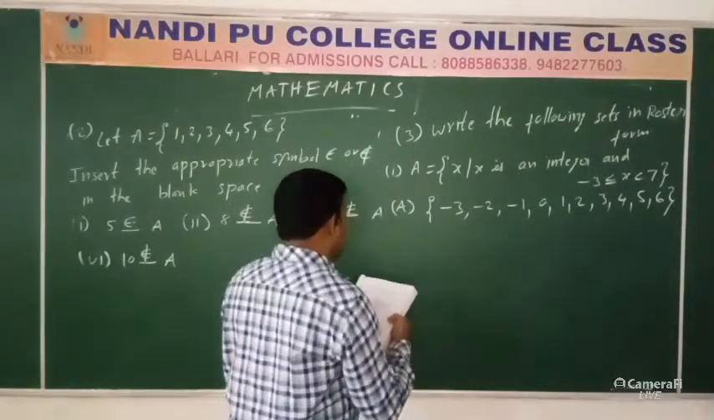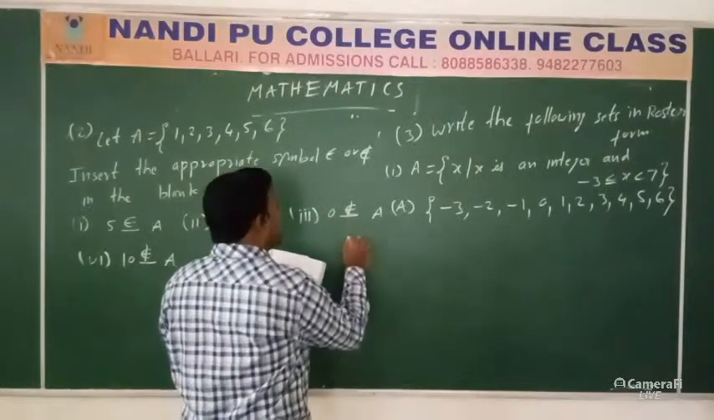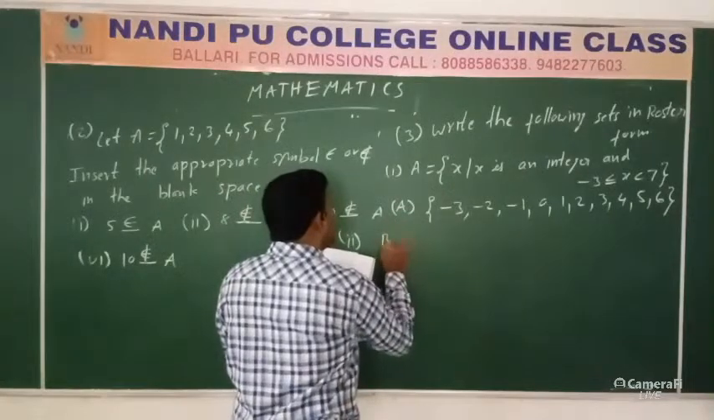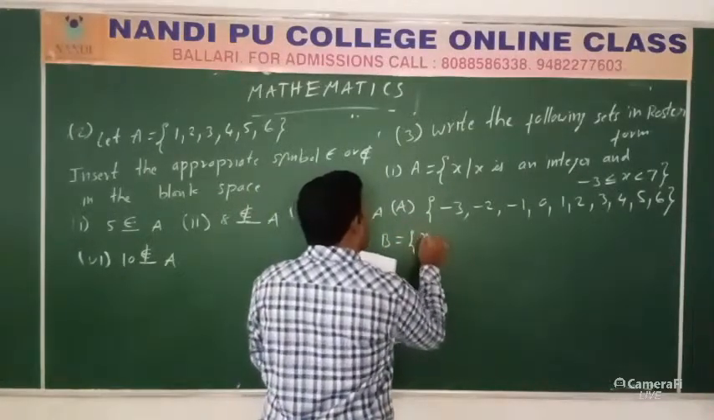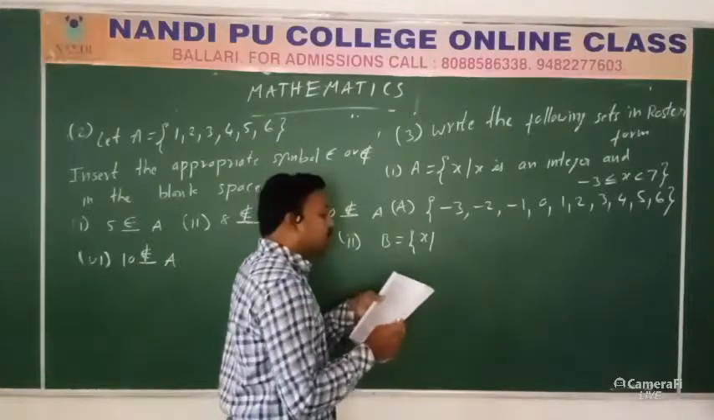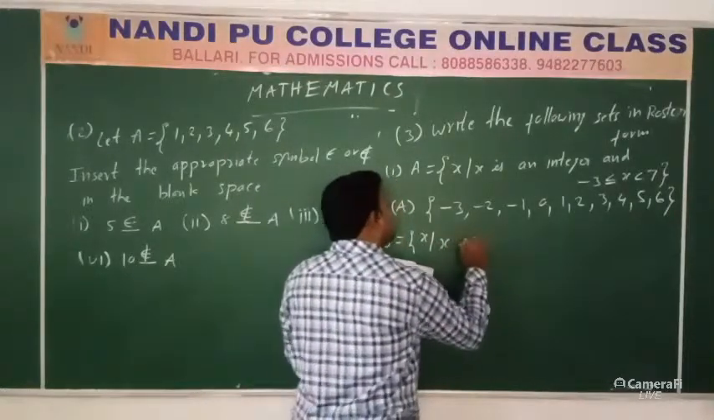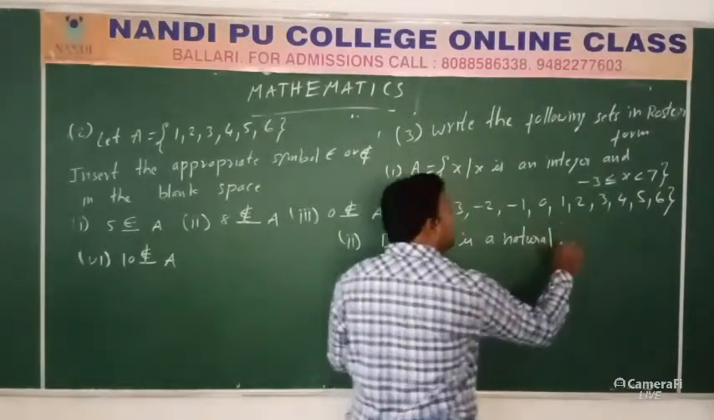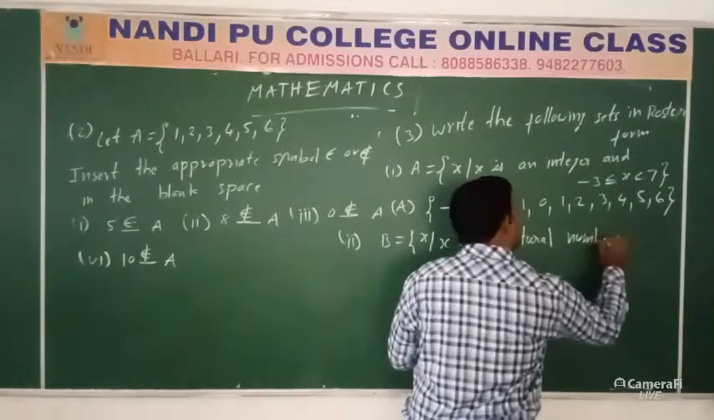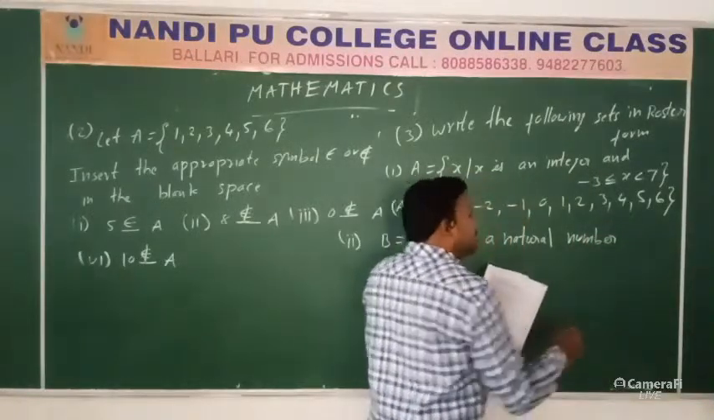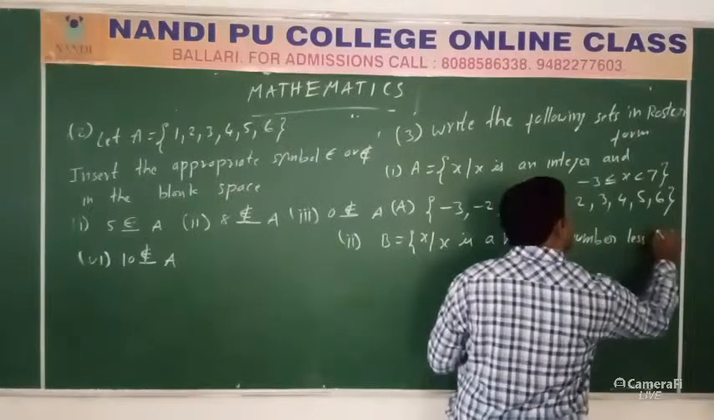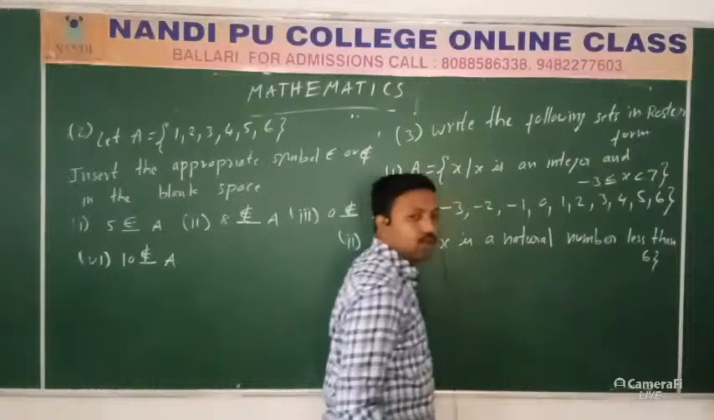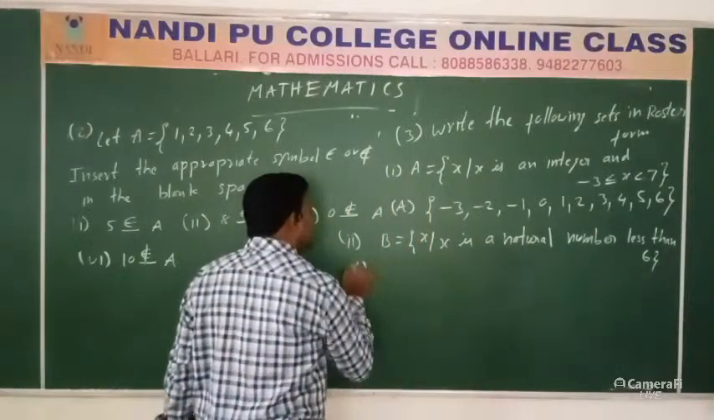Next, second one. B equal to the set of all x such that x is a natural number less than 6. So you can write the answer.